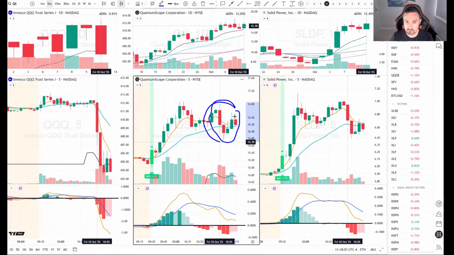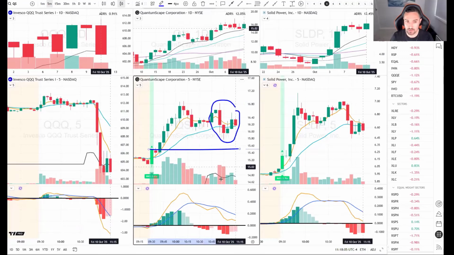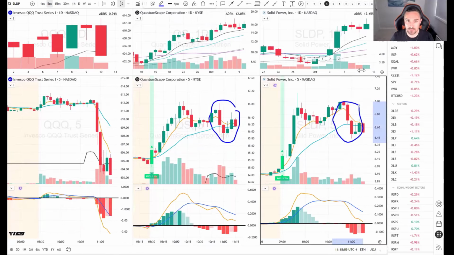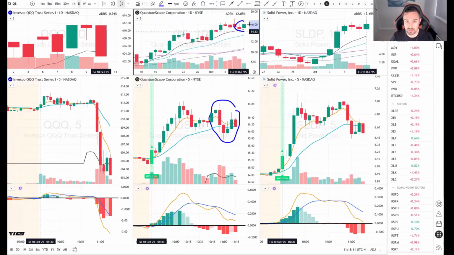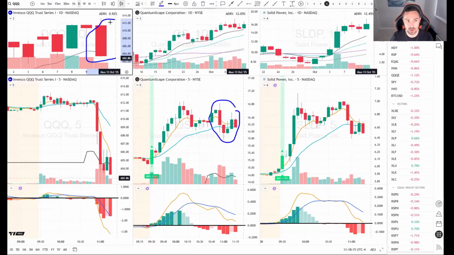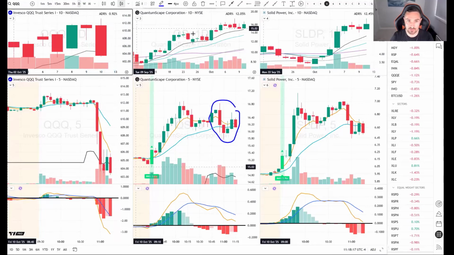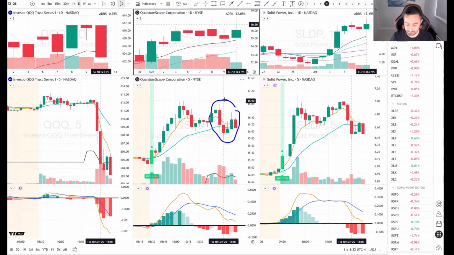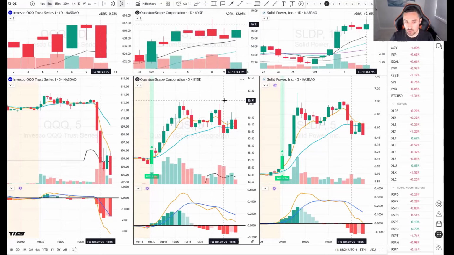What did QS do? Didn't budge. Stayed above the entry price. Didn't budge, did it? Look at SLDP. Didn't really budge either. Look at the daily chart. If you just want to sit on the daily chart, look at QS's daily chart, look at SLDP's daily chart, look at the daily bar for the triple Qs. Look at that relative to that. What's QS currently telling you? Telling you I'm strong or I'm weak. It's currently saying I'm really, really strong.